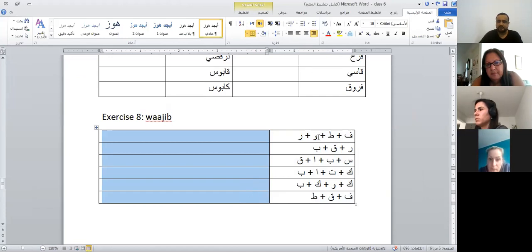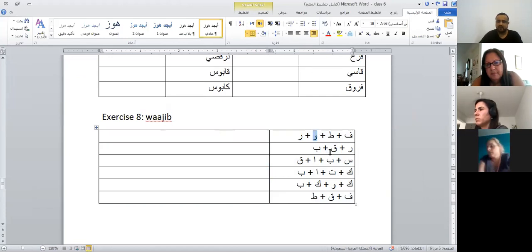Just make sure which special letter do we have. Here we have waw. Here we don't. We have ra. Here we have alif. Here we have waw, and we have nothing. So just check the special letters. Special letters means you start over. You write the letter, and then you start over, like the beginning of the word.